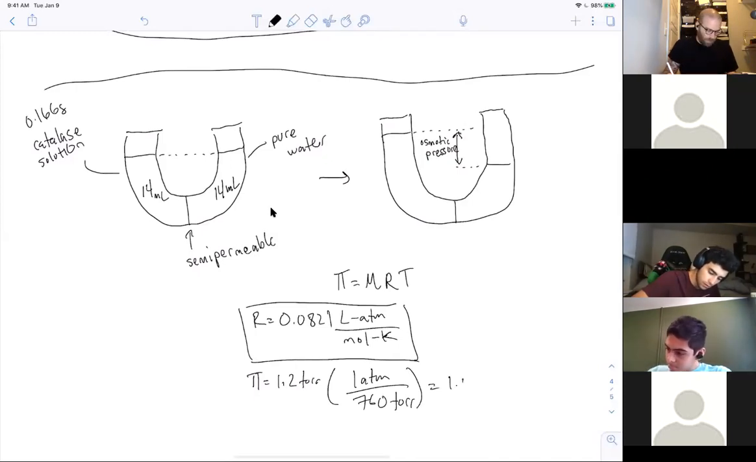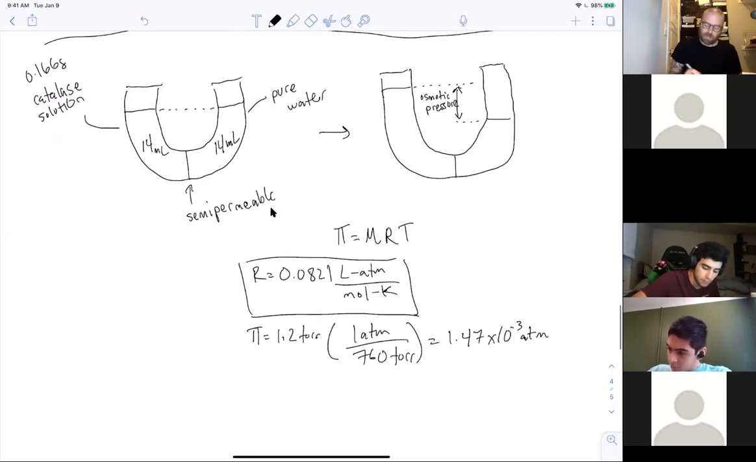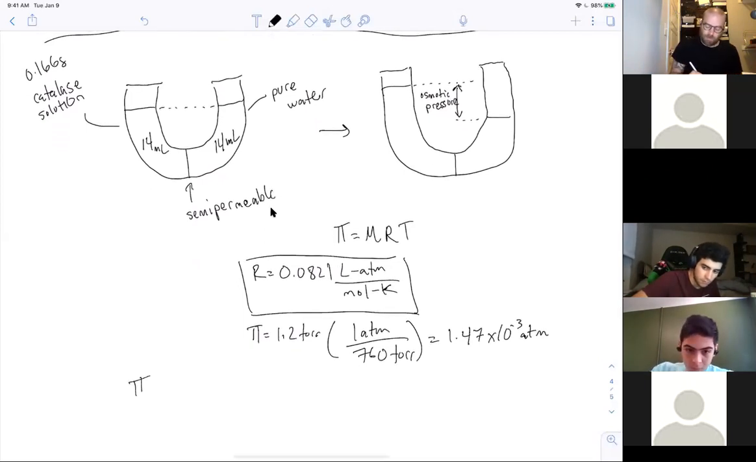So we come up with 1.473 atmospheres. Okay, so now let's see. Yeah, so now we know pi. So yeah, we can take back. So now we just look at our equation. So we know pi. We have a value for that. We know R and we know T.